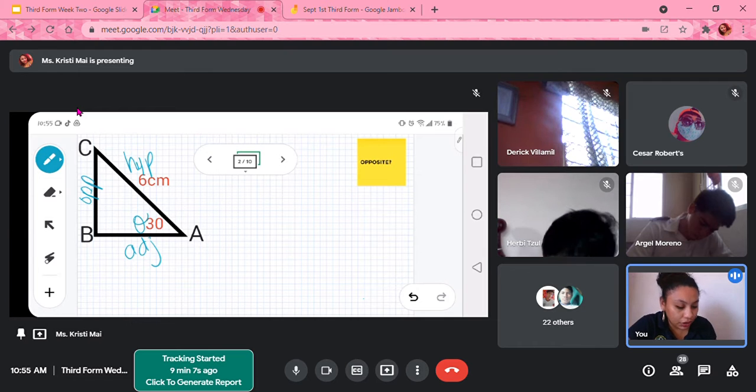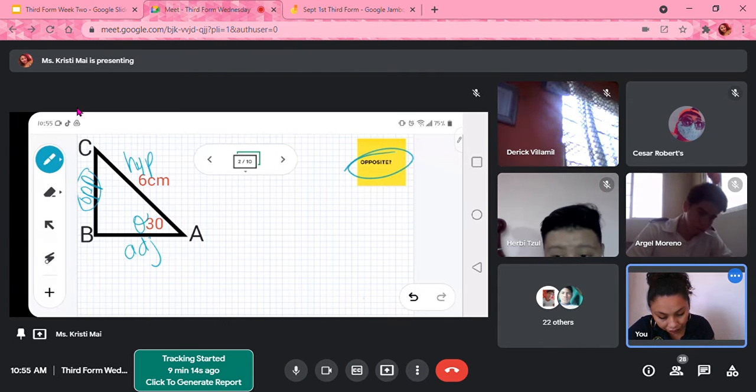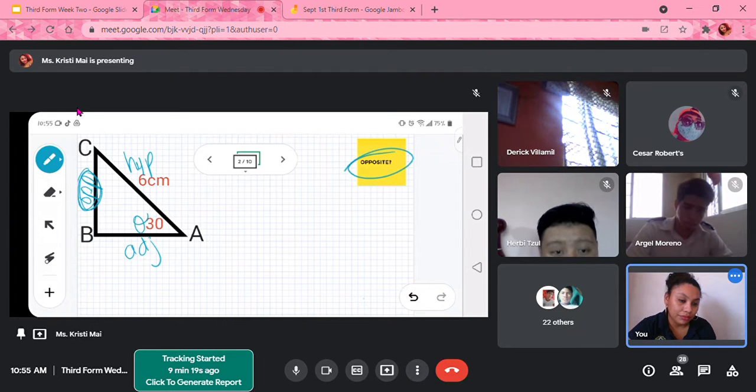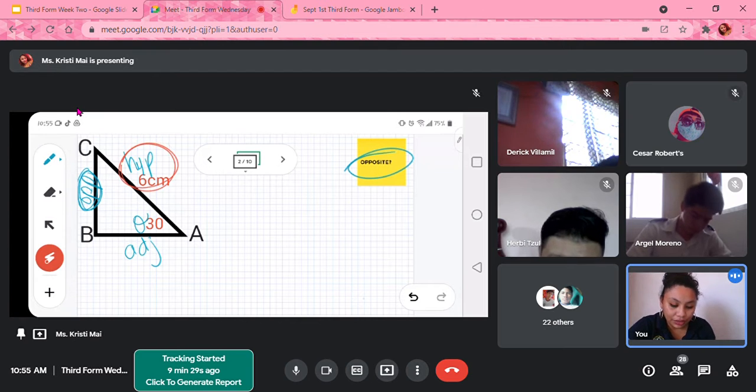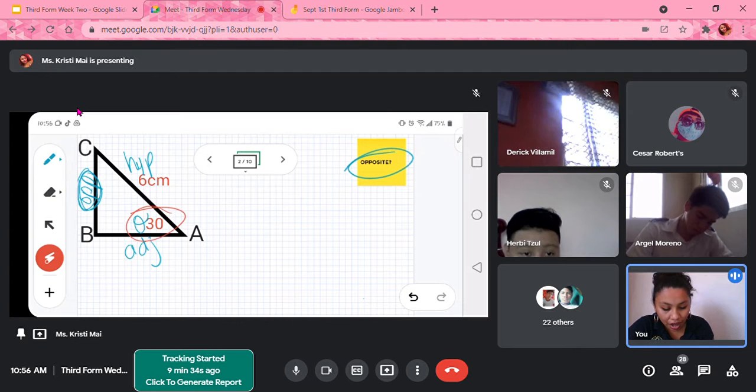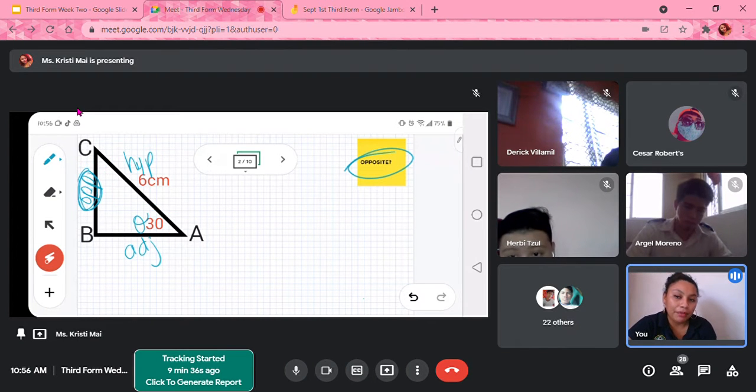And the question here says that I am looking for the opposite. So this is the side that I am looking for. Right? Okay. So this question gives me the opposite, gives me the hypotenuse, and gives me theta. So those 3 things: theta, opposite, hypotenuse. What formula am I going to be using that has opposite and hypotenuse?